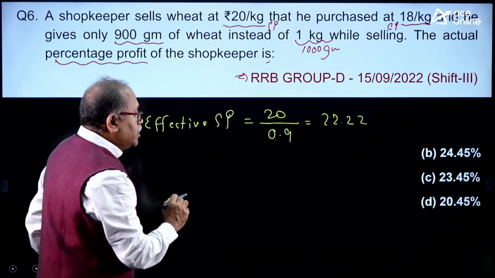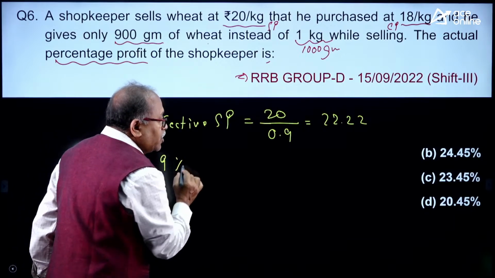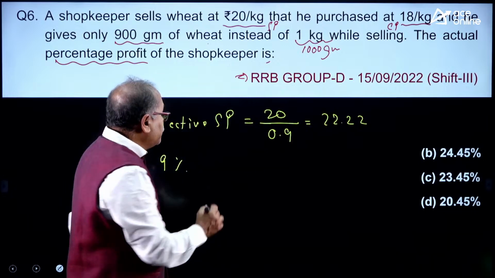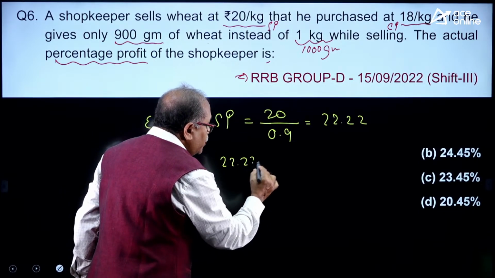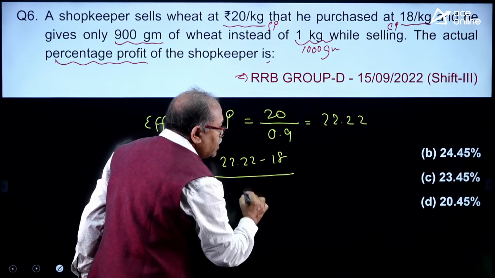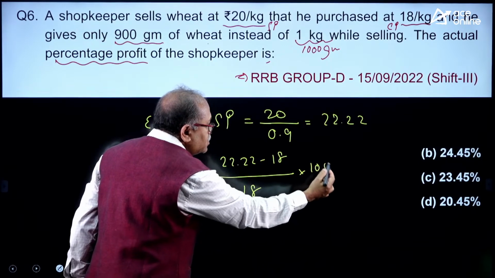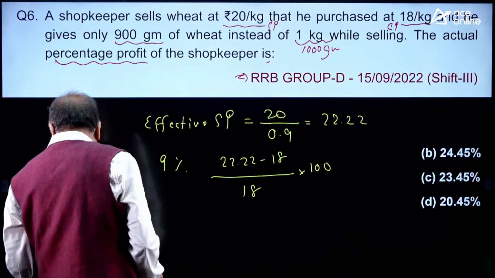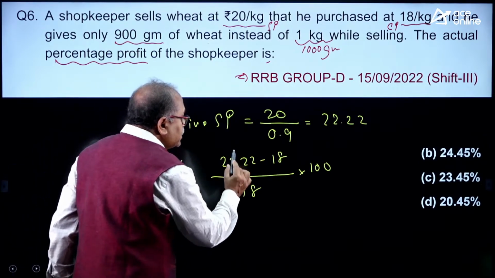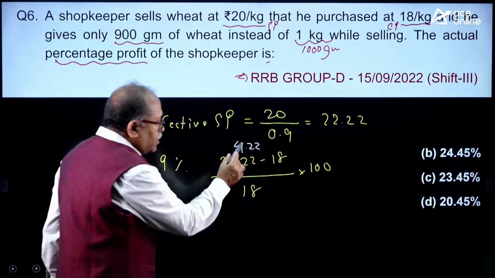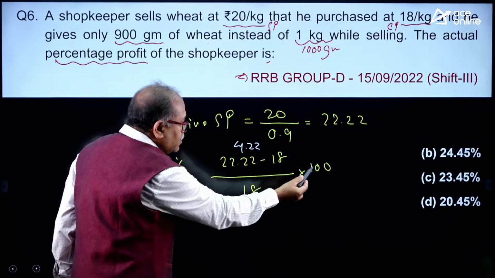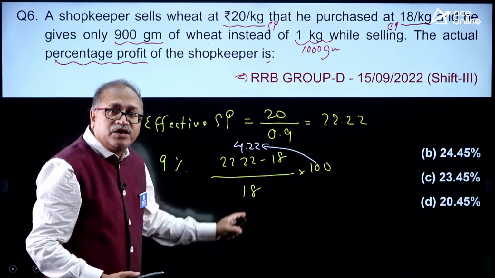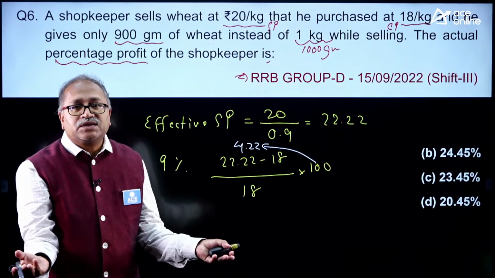Okay. Now, coming to the profit percentage, what is the cost price, that is 18, what is the effective selling price, that is 22.22, minus 18 divided by 18 into 100, this is what the profit percentage is. Come on my friends, let us see what comes over here. So, I notice that this comes 4.22 over 18, and so when I multiply this with 100, 422 divided by 18, your answer is ready.